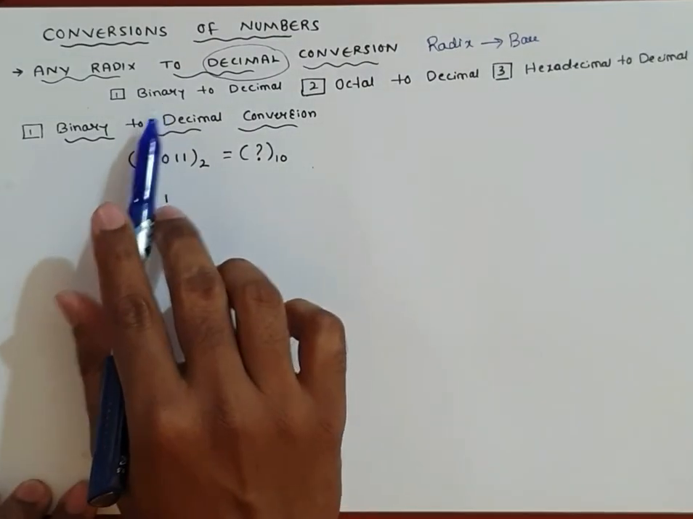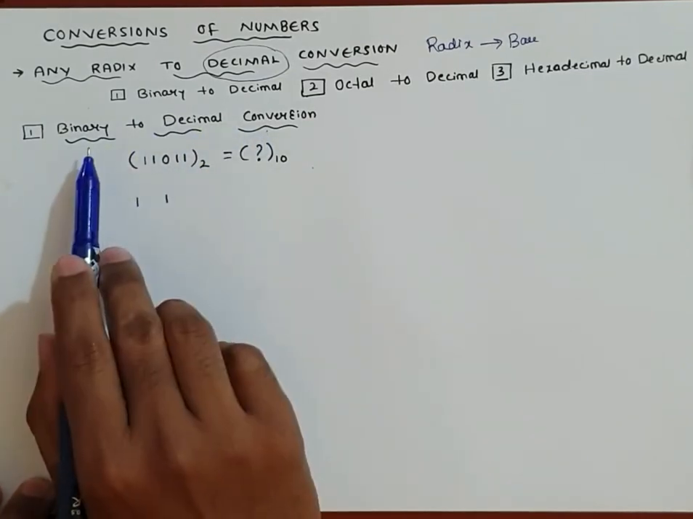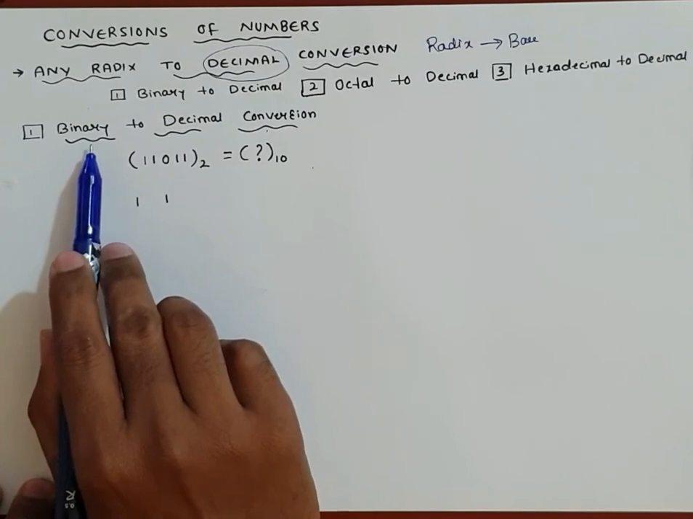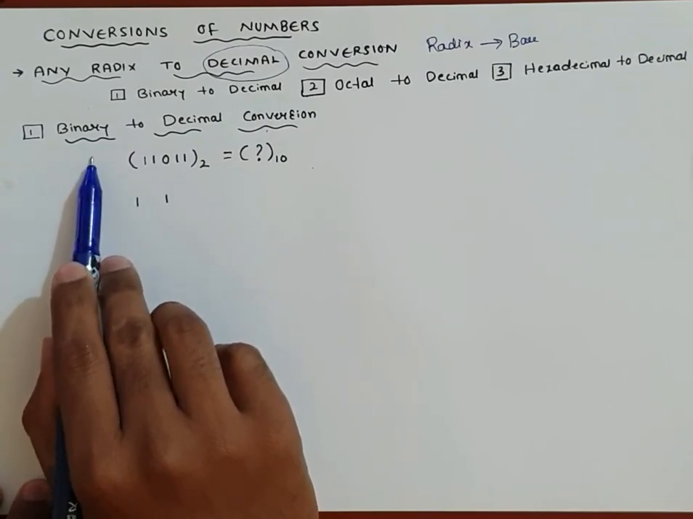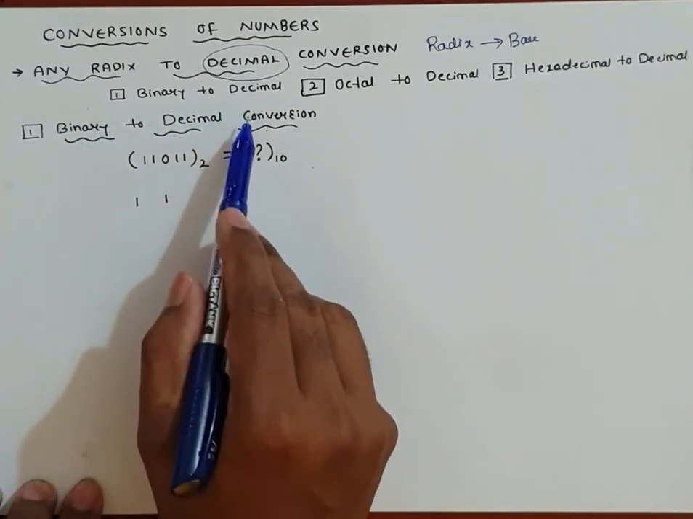So if I start from the first one, that is binary to decimal conversion, here the given number will be in the binary form, that is 0 and 1, and we have to convert the given binary number into decimal form.